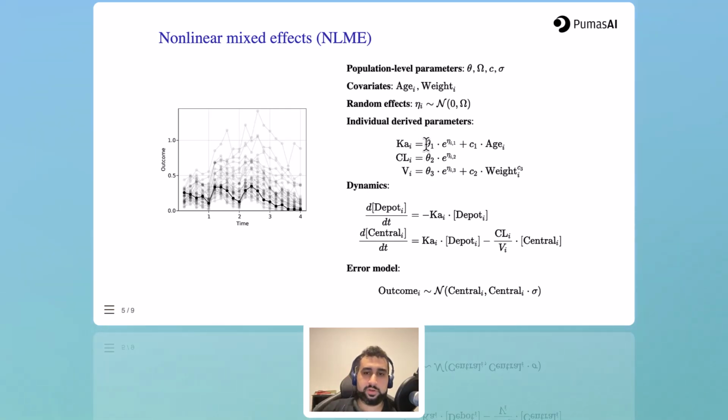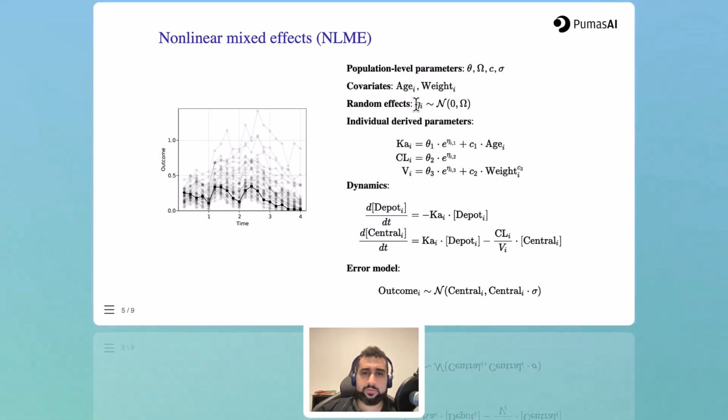The way we define these parameters is as a function of essentially three things. One is something called the population-level parameter. This is a parameter that's shared between all of the subjects. Then there is some individualized parameter, a parameter that's per subject, and then some covariates as well. This is some property or some measurable quantity about the patient. So these individual parameters are a function of some shared parameters between all subjects, some individual parameters, and some covariates measured for each subject.